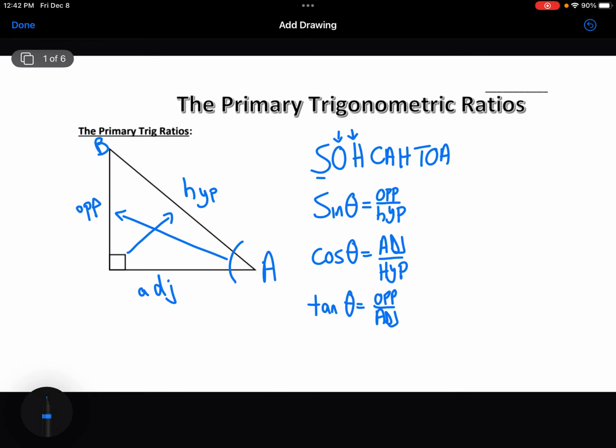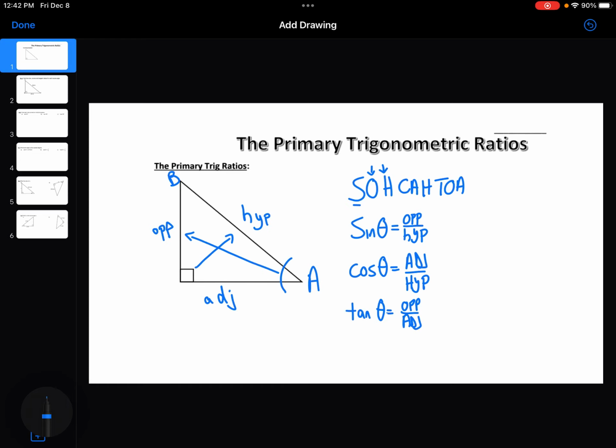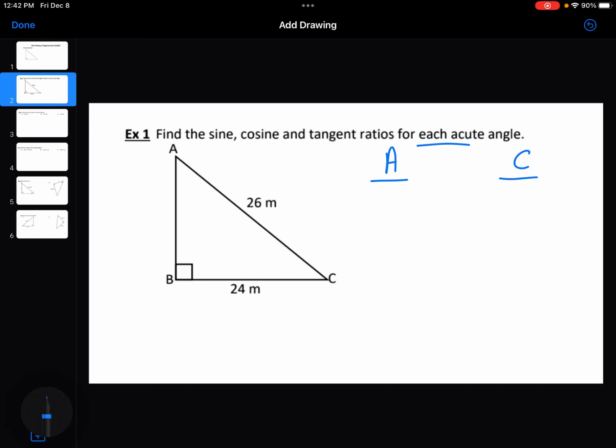Okay, so if we were looking at a question like this, the first thing that we need to recognize is we need all three sides. So this says find sine, cos, and tan for each acute angle. So that would mean for both A and C. So we're going to do A here, and then we'll do C over here. Okay, so we're going to have sine, cos, and tan for each of them. So sine is always going to be opposite over hypotenuse, cos is adjacent over hypotenuse, tan is opposite over adjacent.